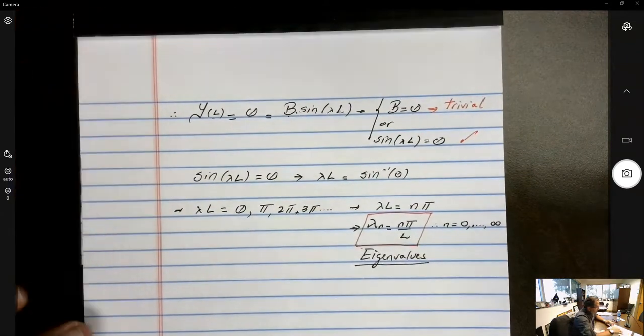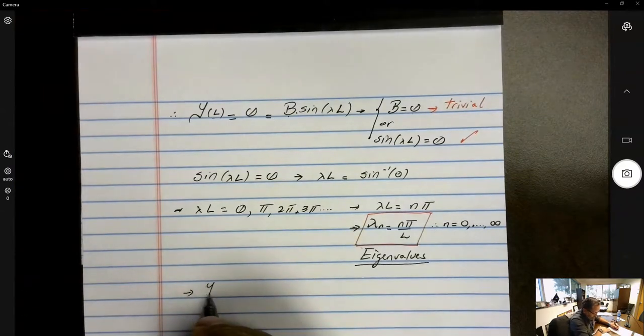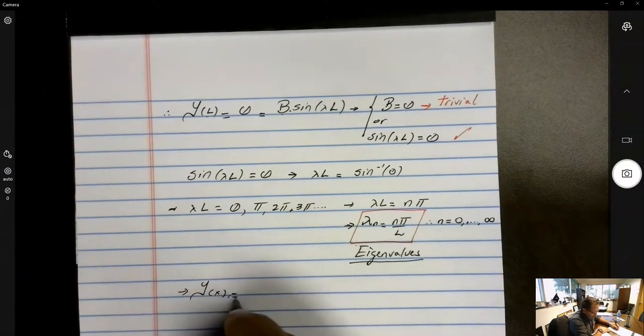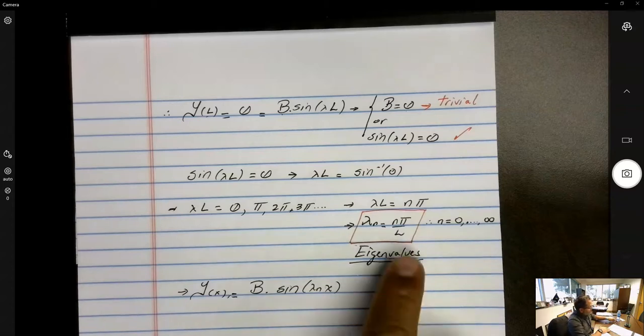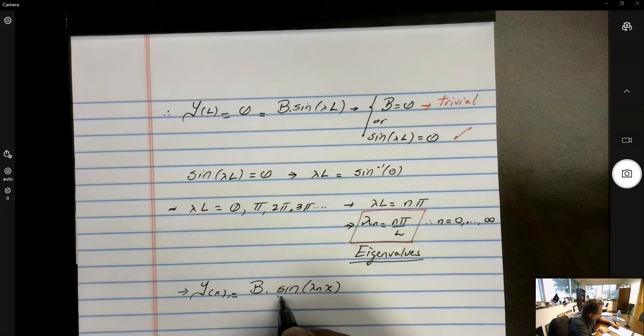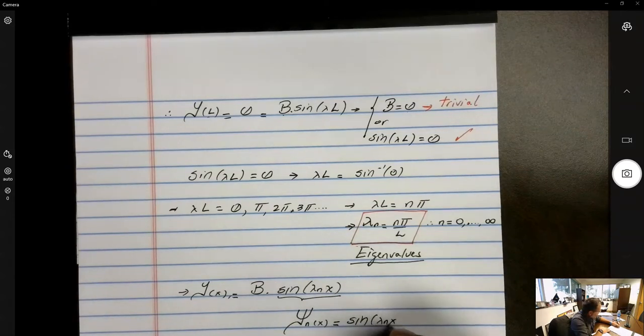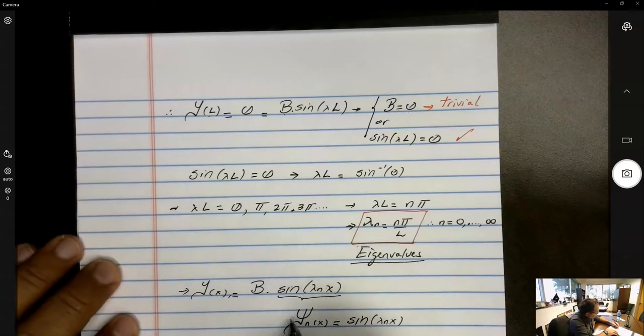So basically, what we get is that y of x is equal to b times the sine of lambda n x, where lambda n we already showed is n pi over L, and this we call xi n of x, the sine of lambda n x. This particular part of the solution here is the eigenfunction.